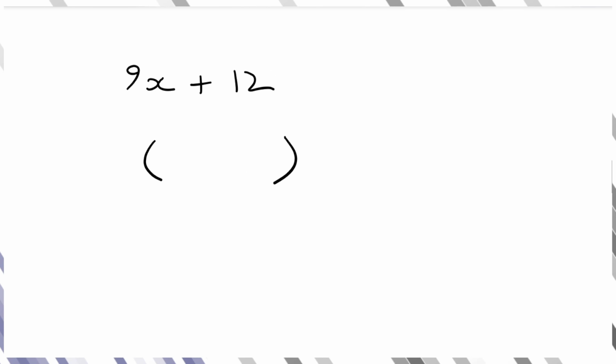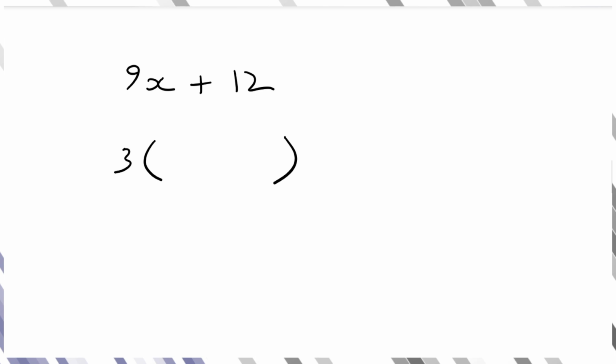So we just pick the biggest number that's got a 9 and a 12 in its times tables, and that will be the number 3. That's the highest common factor of 9 and 12 because 9 and 12 aren't in any other numbers' times tables bigger than 3. Alright, so now we have to divide each term by 3.